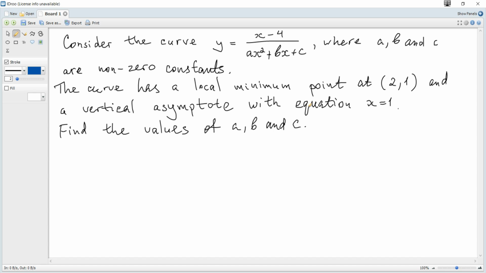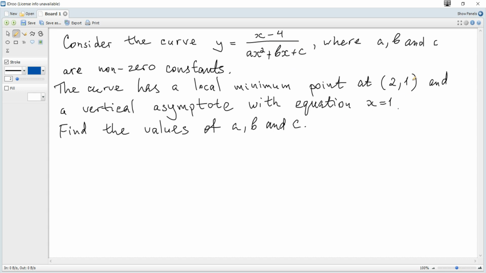So, since there are 3 unknown values, a, b, and c, in general, we need what? 3 equations to be solved to find the required values of a, b, and c. It is given that there is a vertical asymptote, and we know that a vertical asymptote arises from what? Division by 0. So, the denominator, when x is 1, must be equal to 0. It will be the first equation.